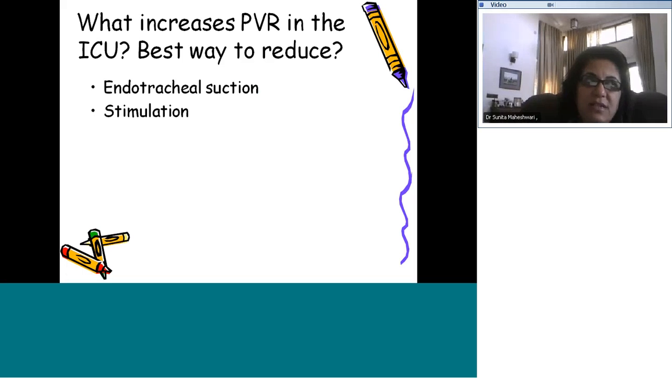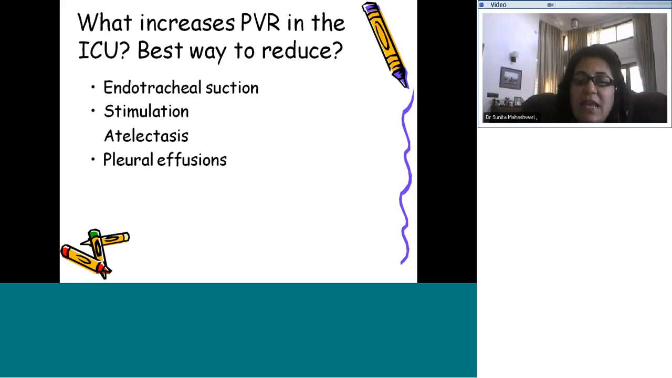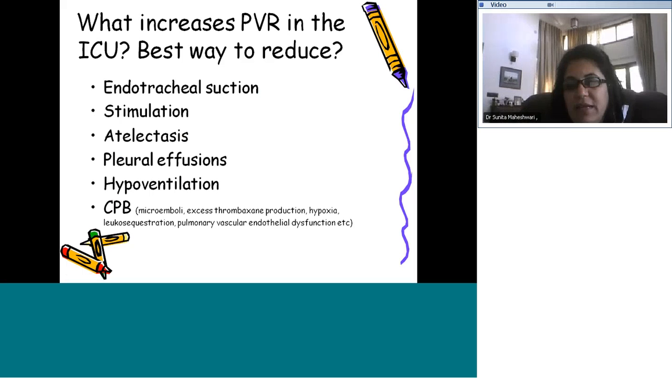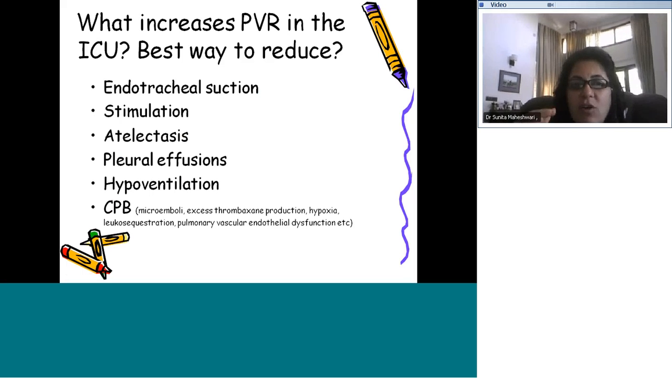So bypass related, okay, if you've got all your inflammatory mediators, and then lung issues. So apart from your suction stimulation, if you've got fluid in the lungs, you've got pleural effusions, you've got atelectasis, and if you're hypoventilating the baby, and of course your bypass related things. So these are all the things that will increase CVR in the ICU, right?